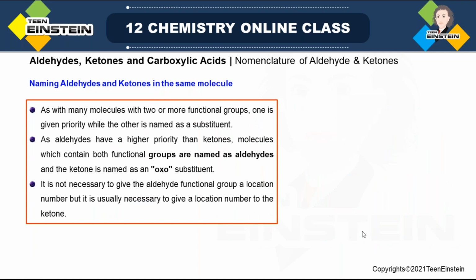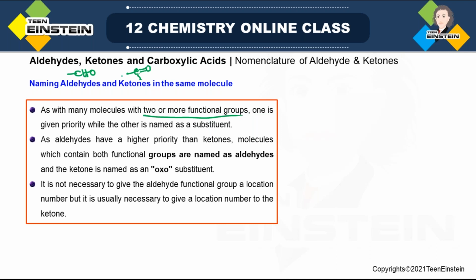Naming aldehydes and ketones in the same molecule, that means now you will have the CHO group and the keto group in the same molecule. Now what will be the numbering? When 2 groups are simultaneously present, obviously you have to check the priority. Not just for aldehydes and ketones, whenever you have 2 or more functional groups, suppose CO2H and OH, or OH and CHO, then one group you have to give more priority, and based on that group you write the suffix. The other group which has less priority will be considered as a substituent.